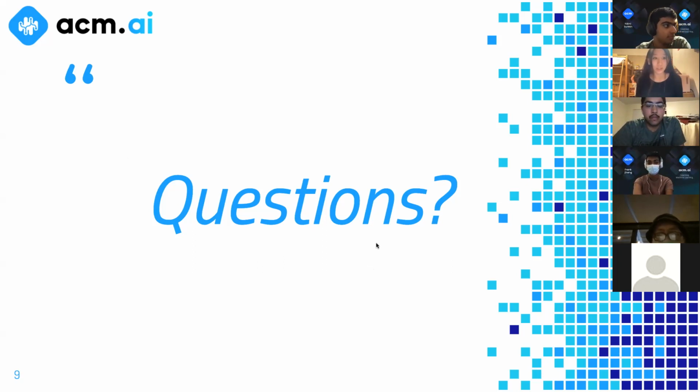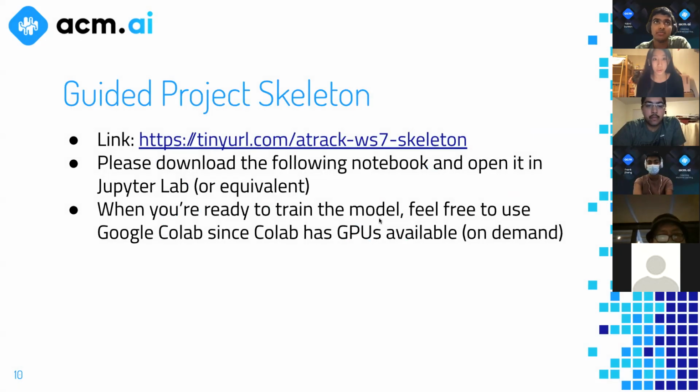And then I guess now we can probably just move on to the guided project skeleton code. If you don't have access to the slides, it should be in the feedback form that we sent in the chat earlier. And here you'll find a link to the guided project skeleton code. All we ask is that you download the following notebook and open it in your Jupyter Lab, or you can just type it in your Google Colab. And this is what you're going to be using to follow along with the project.